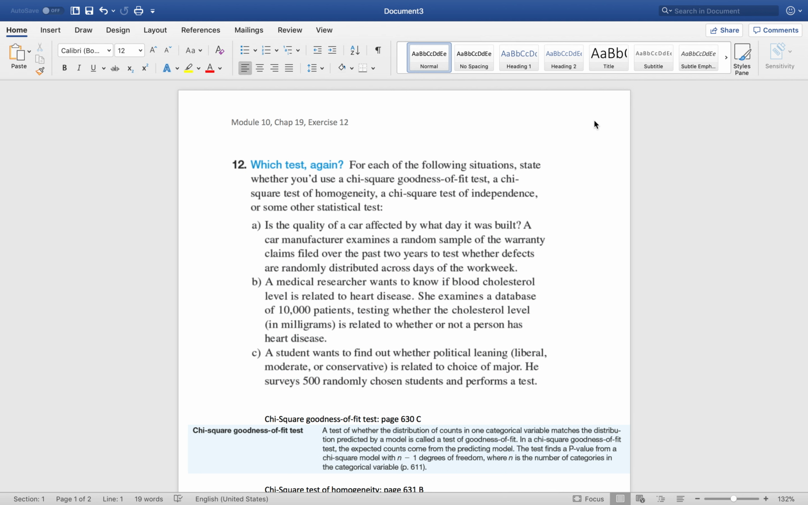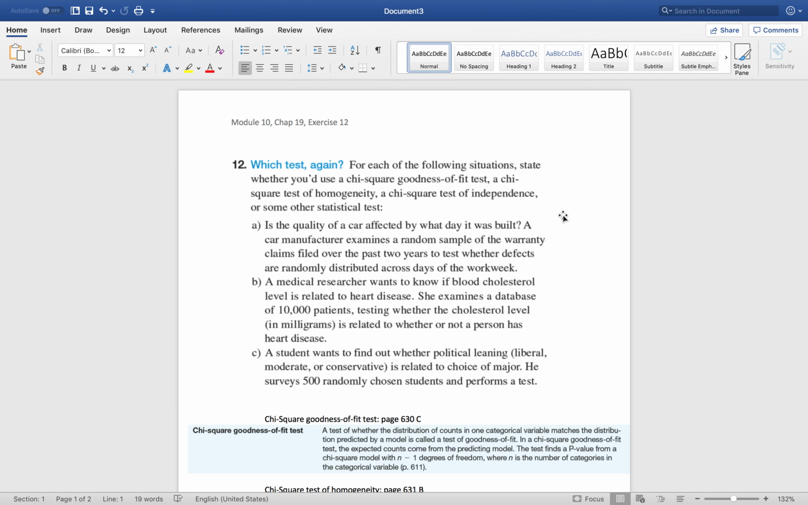I'm doing Module 10, Chapter 19, Exercise 12. So I'm going to read the question out loud. Which test again? For each of the following situations, state whether you'd use a chi-square goodness of fit test, chi-square test of homogeneity, or a chi-square test of independence, or some other statistical test.